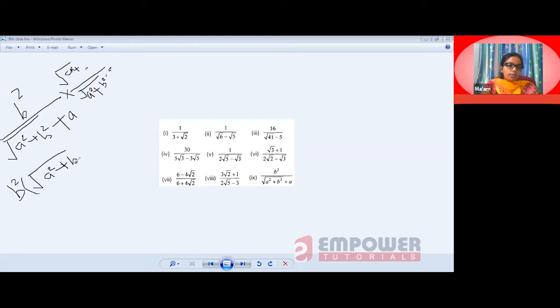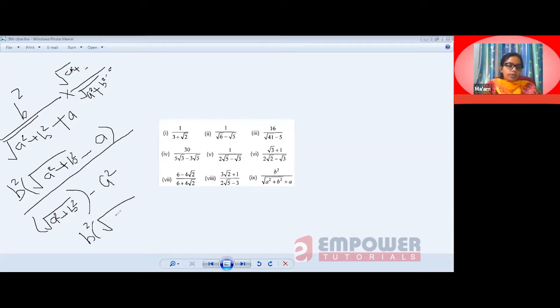So this will be in this form, minus a, and in the denominator you will get square root of a square plus b square minus a square, right? So this will be equal to b square, square root of a square plus b square minus a, and in the denominator you will have a square plus b square minus a square. No, you must have done something incorrect.